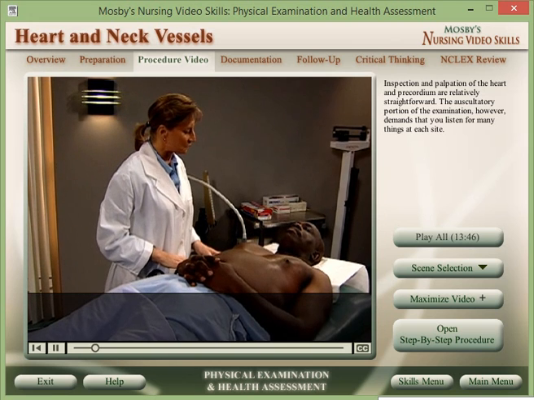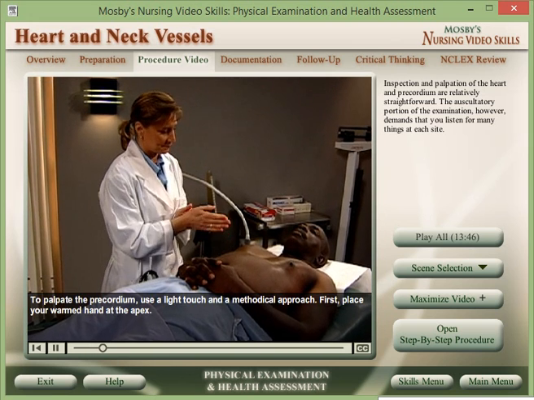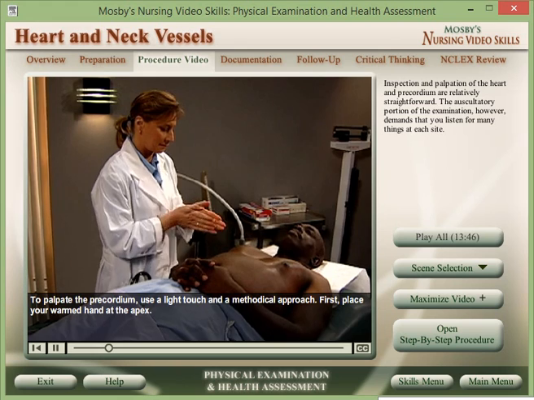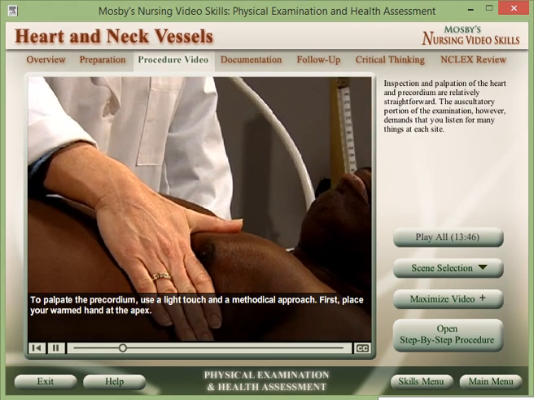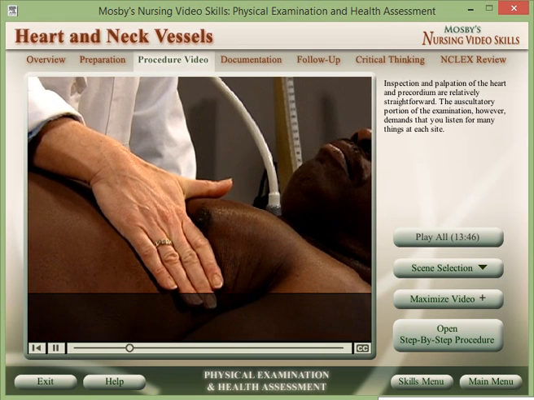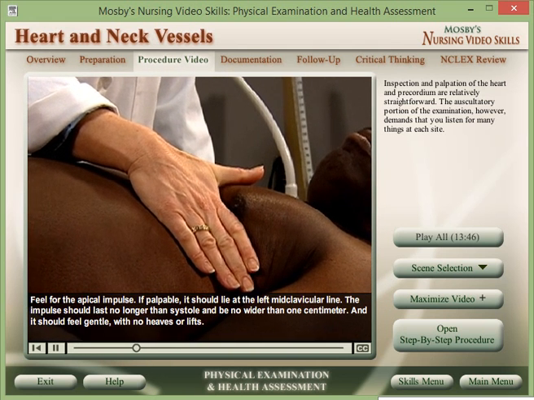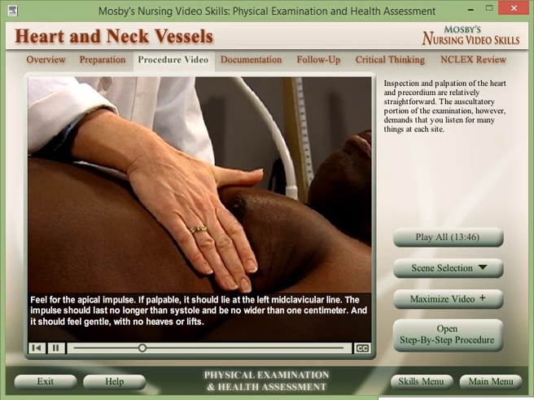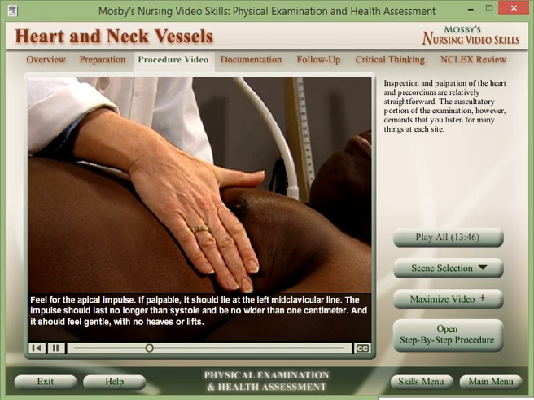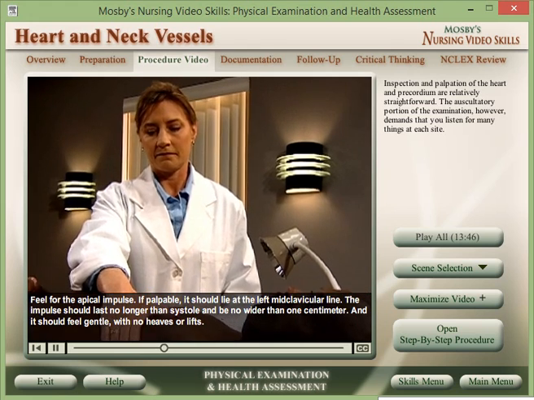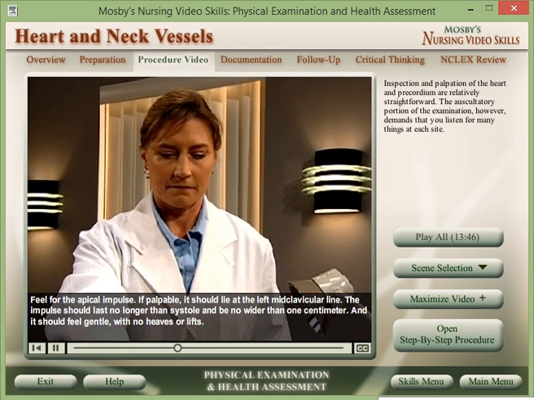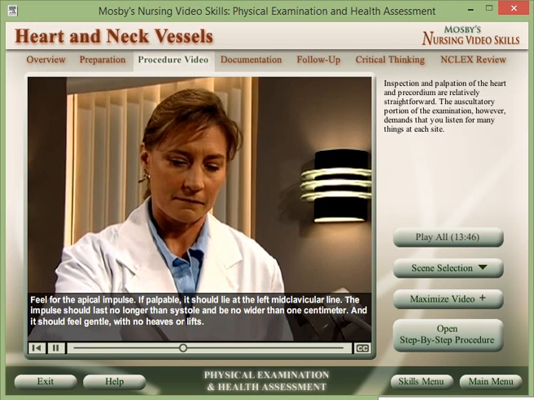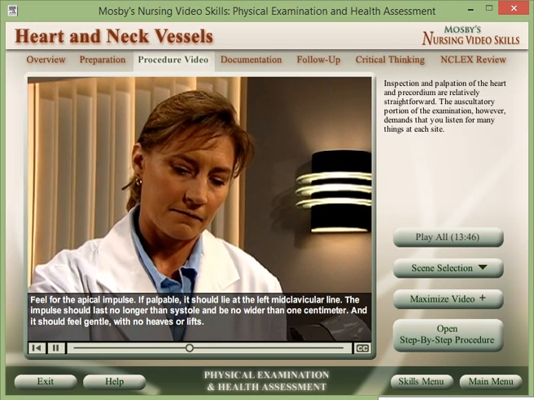Now I'm going to feel your heart movement. To palpate the pericardium, use a light touch and a methodical approach. First, place your warmed hand at the apex. Feel for the apical impulse. If palpable, it should lie at the left midclavicular line. The impulse should last no longer than systole and be no wider than 1 centimeter. And it should feel gentle, with no heaves or lifts.